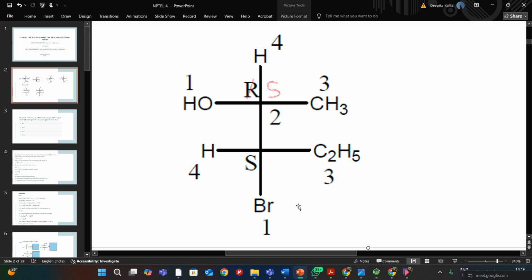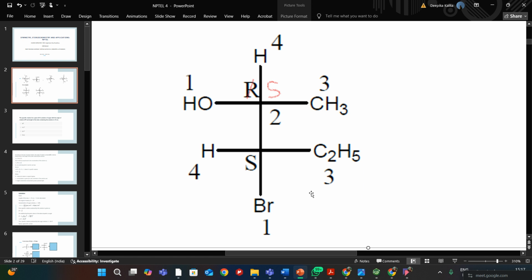Again, in the second chiral center here, bromine is having the highest atomic number, so it will be given the first priority. Then the alkyl chain will be given the second priority, and the ethyl substituent will be the third priority. Hence, if we move from 1 to 2 to 3, it will be clockwise direction.